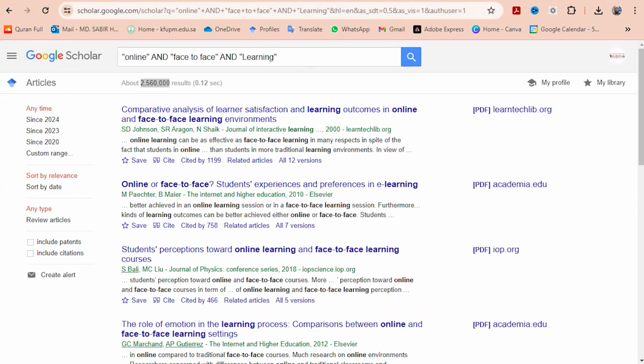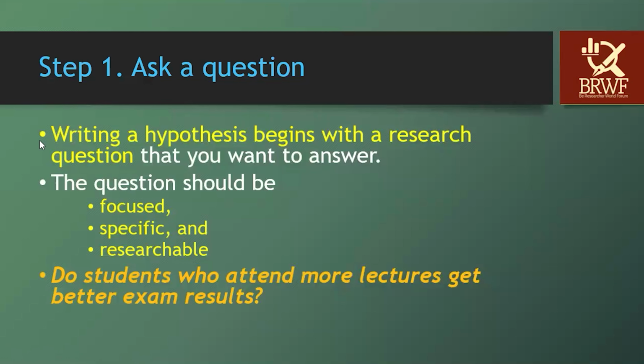So this is also a very popular topic: which teaching method is good, online or face-to-face? But we are focusing on another topic, that is, students who attend more lectures get better exam results. So this is the research question. What can be the hypothesis from here? What can be the hypothesis from here?